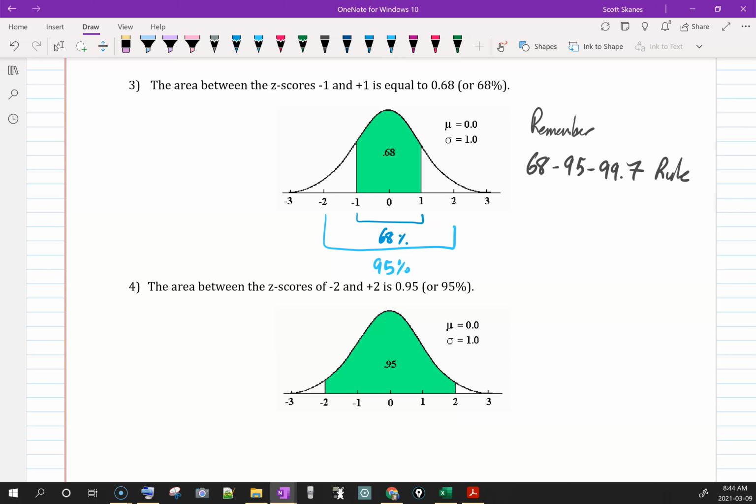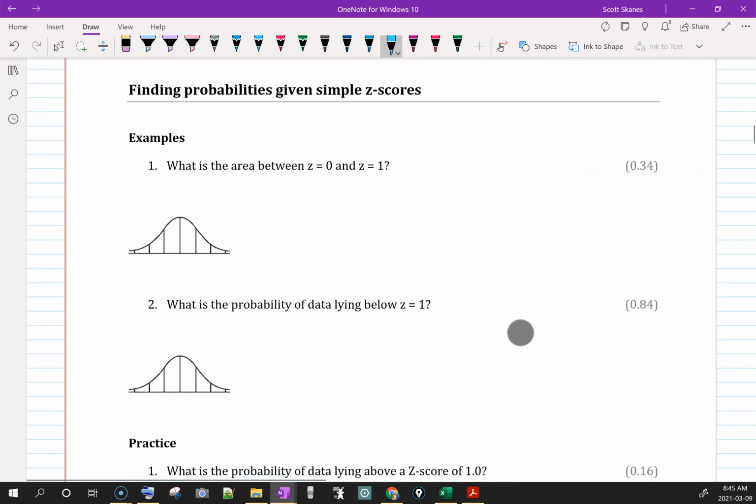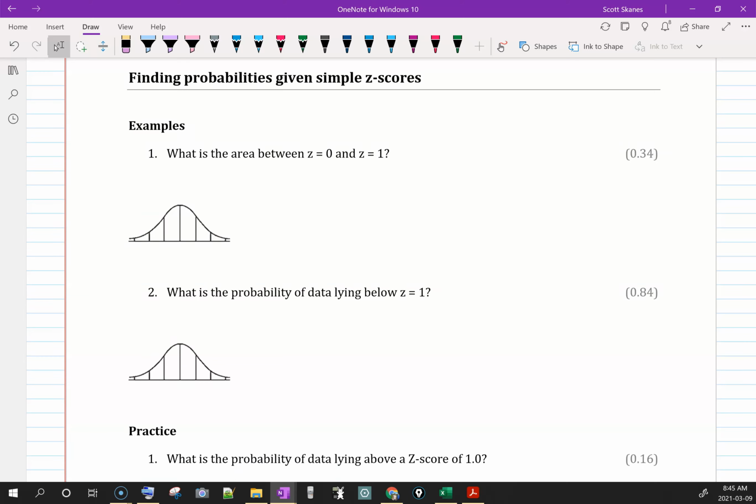Finally, the area between the z-scores of -2 and +2 is 0.95. Well, I kind of already said that. I guess I jumped the gun on this one. That's really a more accurate version. I'll just redraw that. So the idea is that in between your plus and minus z values here, this is 95% of the data, which is important to know if you want to do these questions, because they take a very short time to do. So on the next page, we have some examples and some problems. It's all things that we can do pretty quickly.